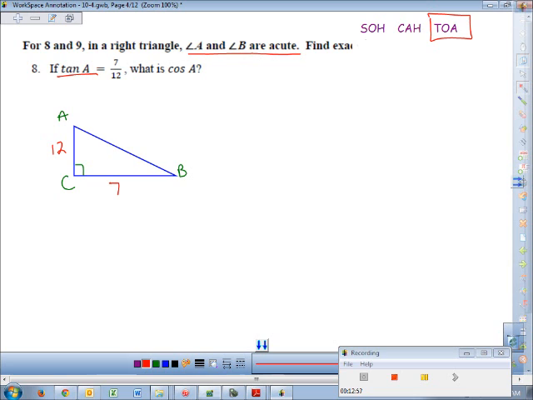Let's find what's missing. Is it little a, little b, or little c? Which guy's missing? Little c.